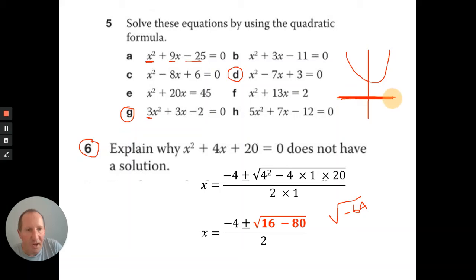That sort of question you might get at the very end of an exam: explain why they don't have a solution. Well, one reason is that the quadratic graph doesn't go through the x-axis, and also when I put it into this quadratic formula, I get a square root that I can't solve.